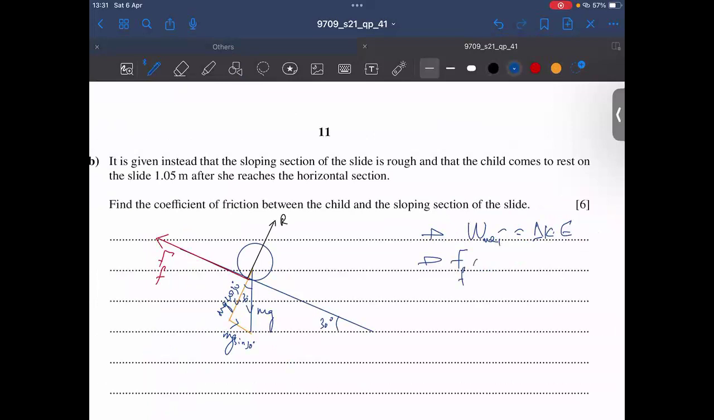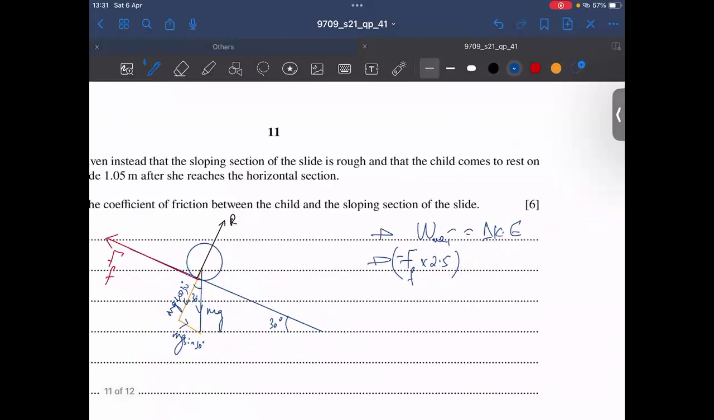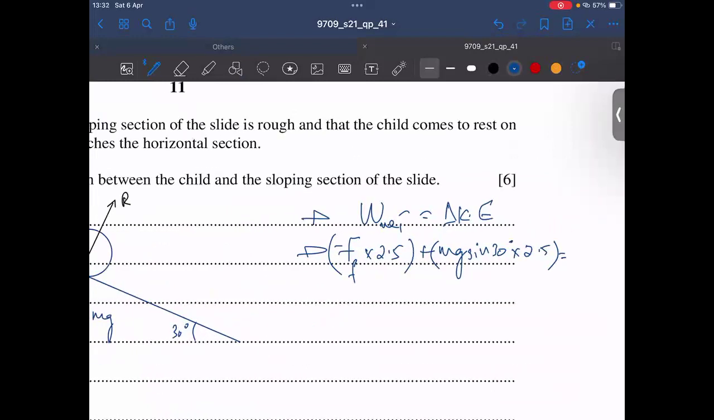So F, and it's going to be negative because the displacement and the force of friction are opposite in direction, plus the work done by the component of gravity, mg sine of 30 degrees into 2.5, equals half m v square minus u square. u is going to be equal to 0. All right, Amna. So I can replace now.